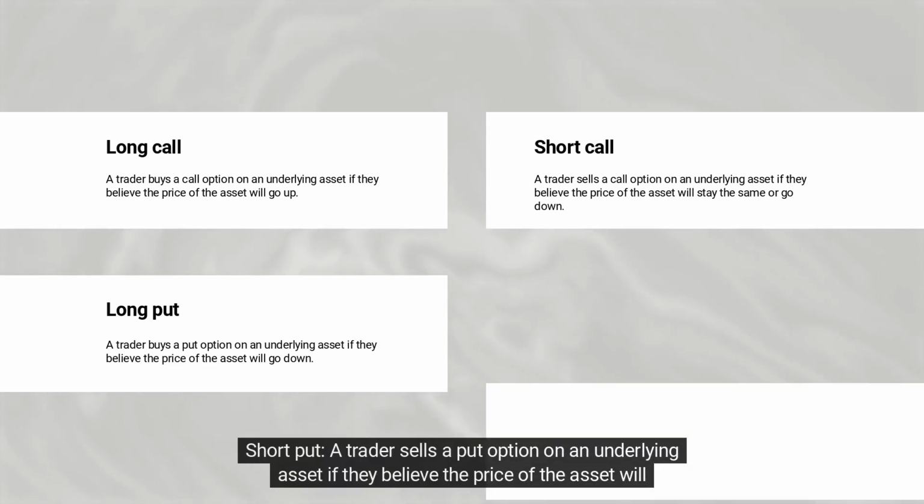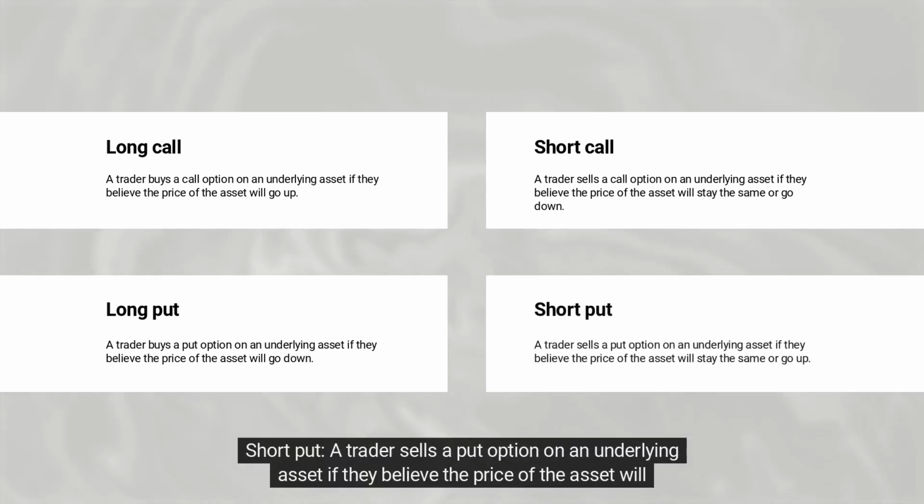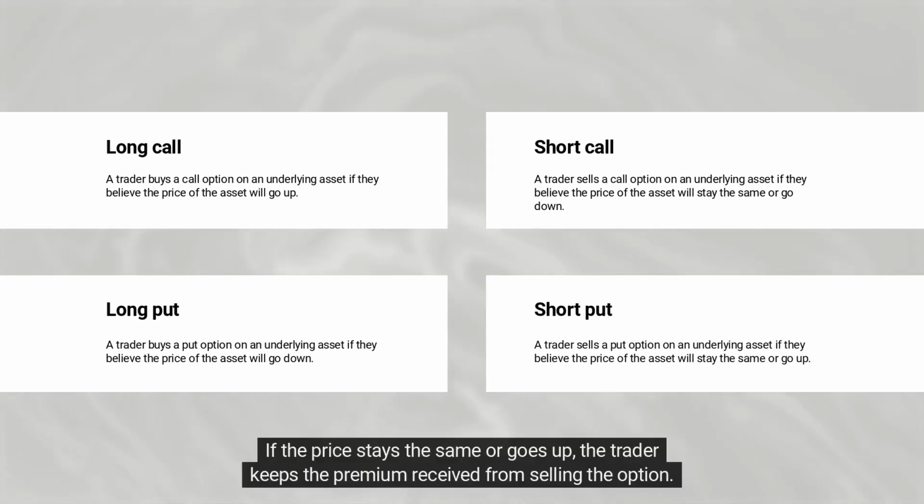Short put. A trader sells a put option on an underlying asset if they believe the price of the asset will stay the same or go up. If the price stays the same or goes up, the trader keeps the premium received from selling the option.